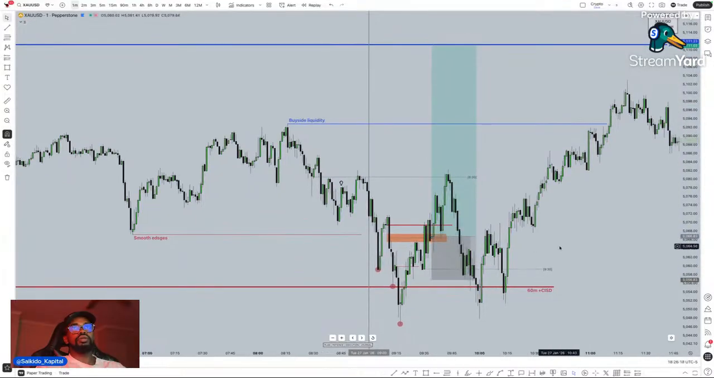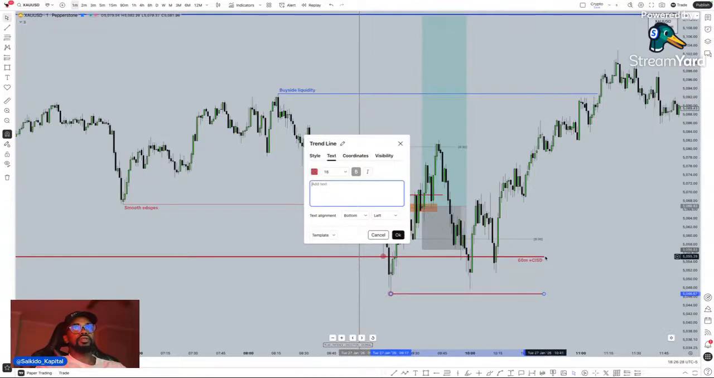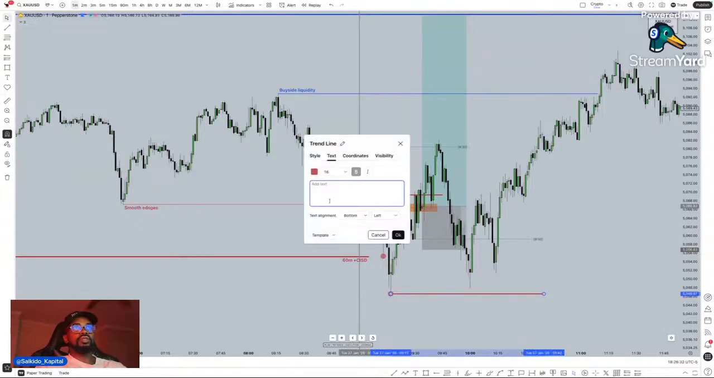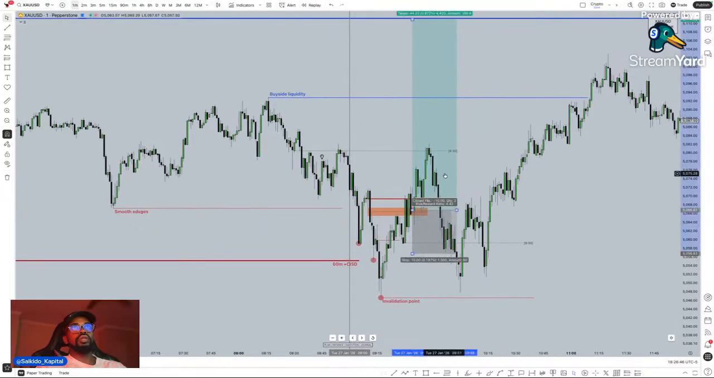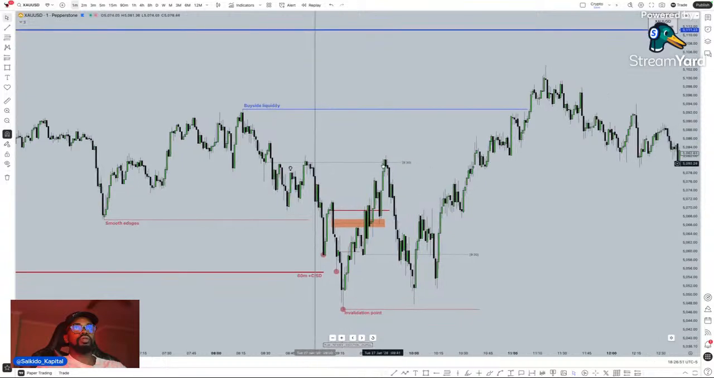And then this happened. Now, for this setup to fail, we'll have to take out this low, right? So the setup fails. Let's put this here. This is an invalidation point, right? This is the actual invalidation point down here. But did we take out that invalidation point? No. Gold is just as today because we have FOMC and we're trading at all-time highs. So the retracements are just too deep. So this is my lesson.